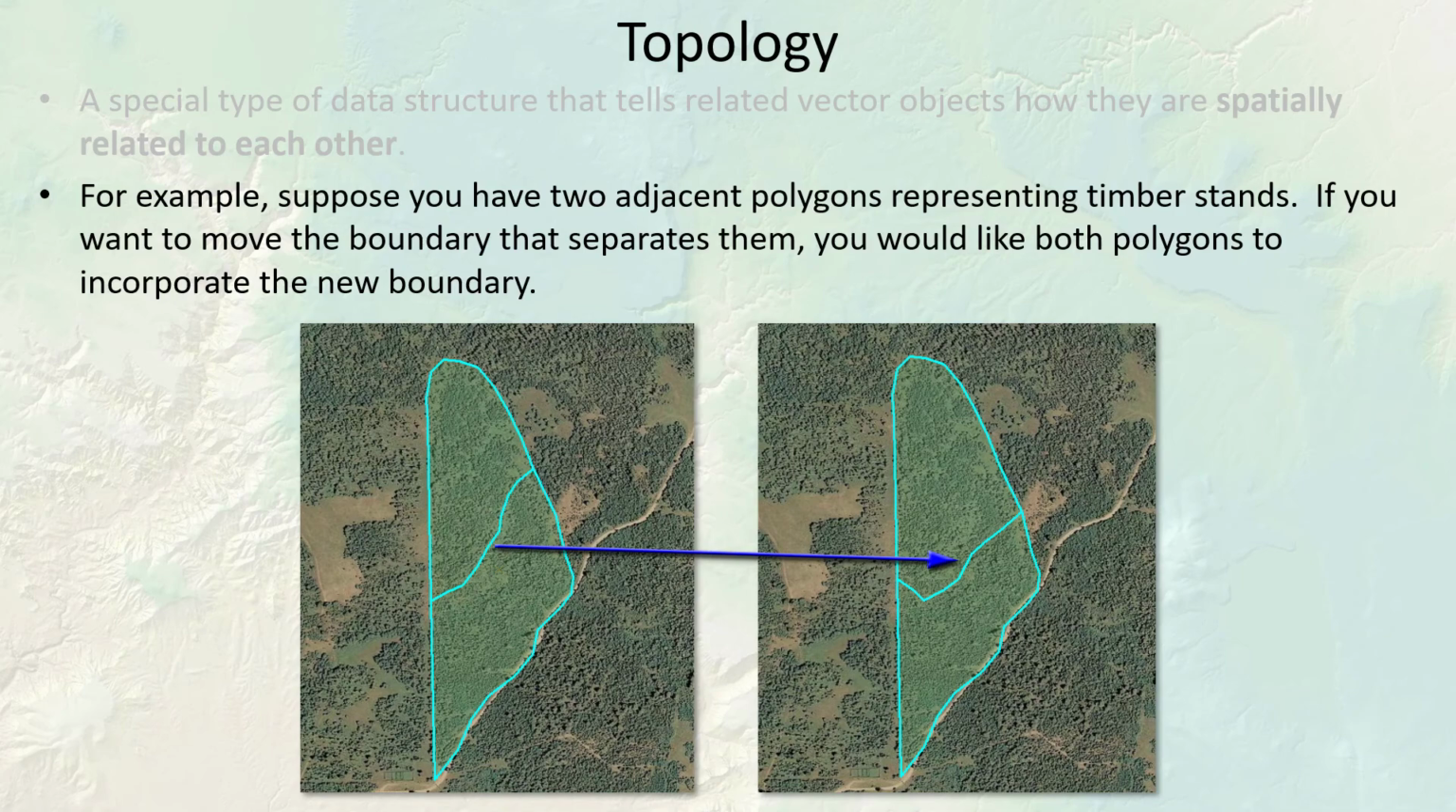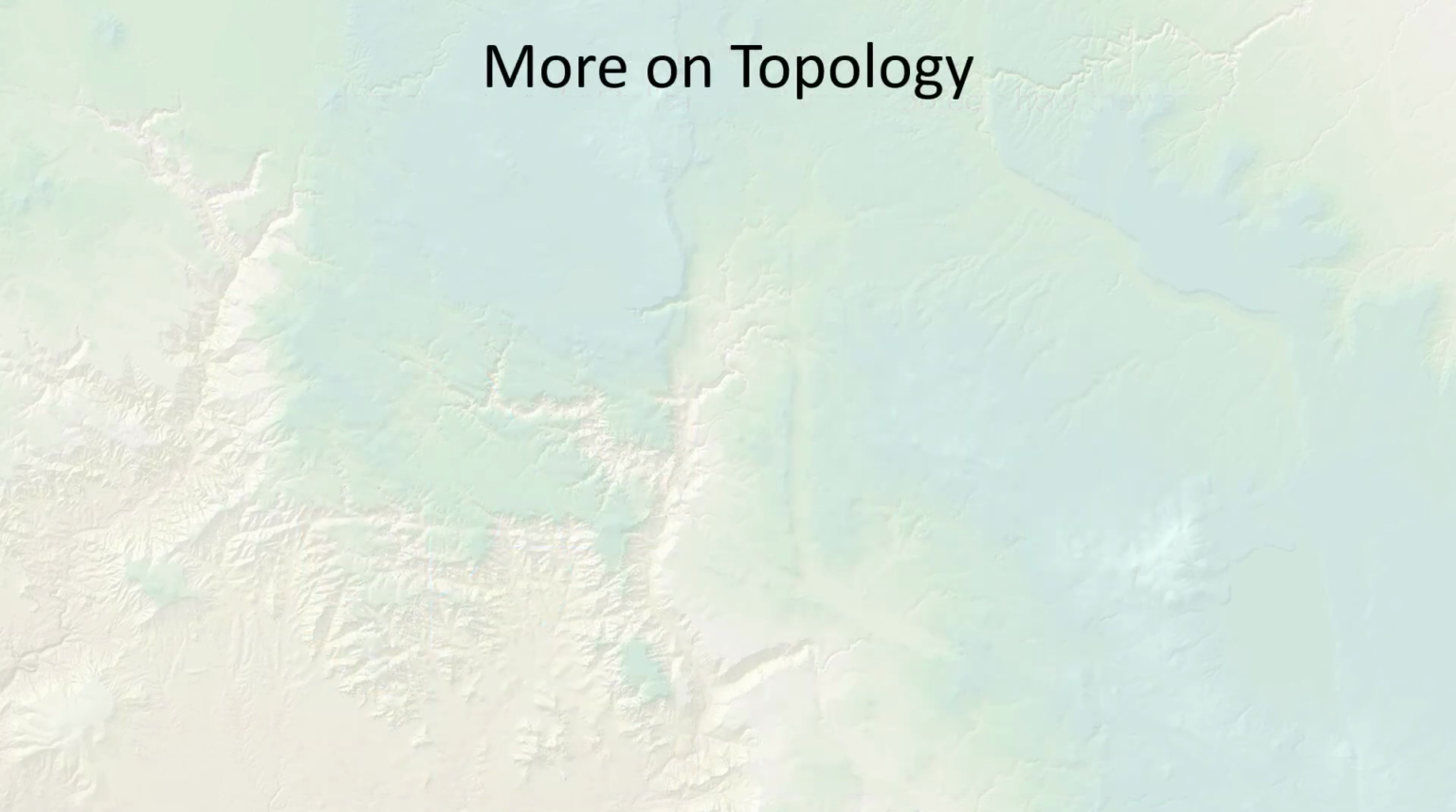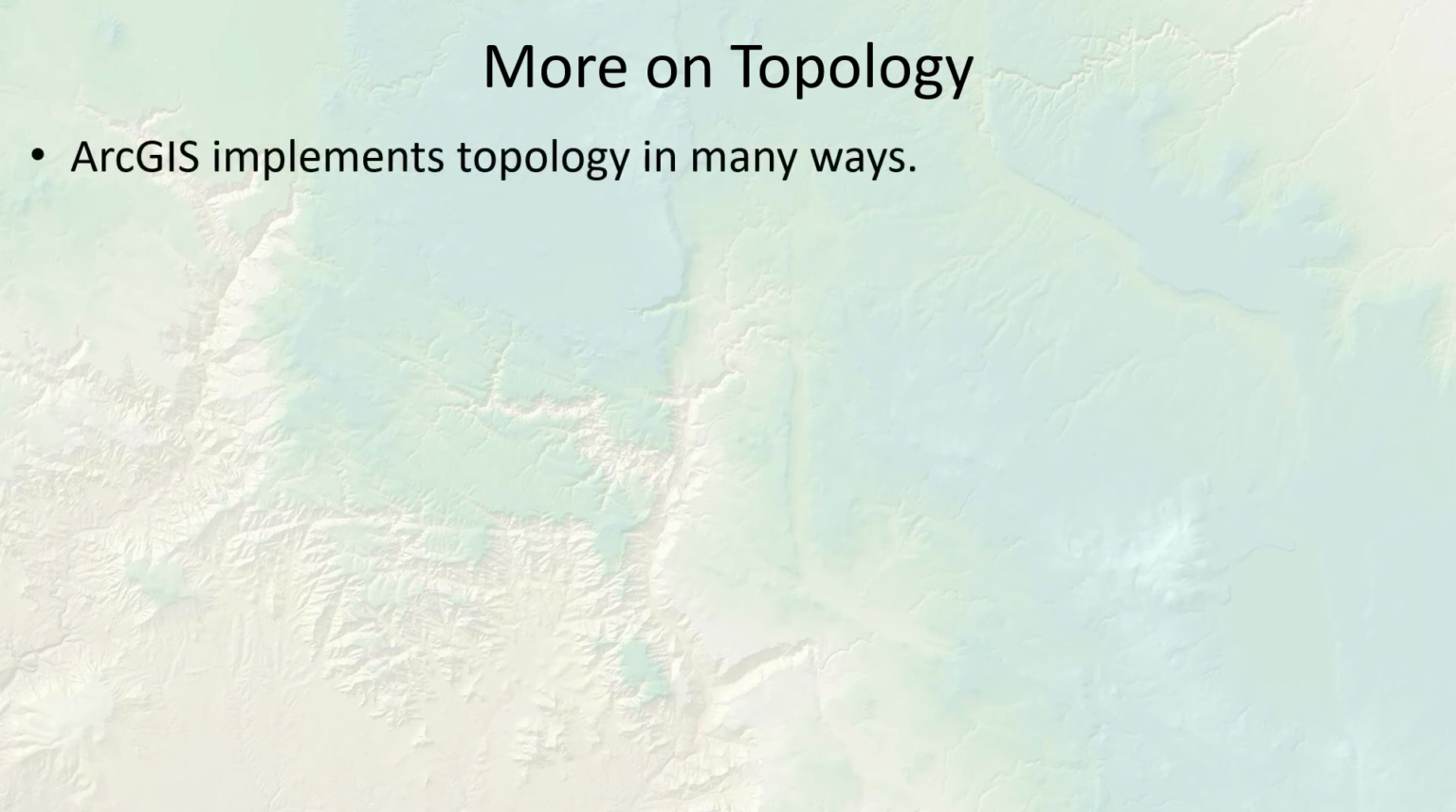So topologies can also be used to ensure that the edited data is valid, like if you draw out a polygon, but maybe you have a little dangling line that sticks out. Well, that's not legal in a polygon. So generating a topology can help you identify where these errors have happened.